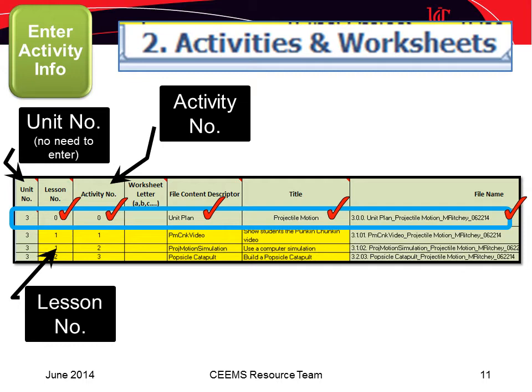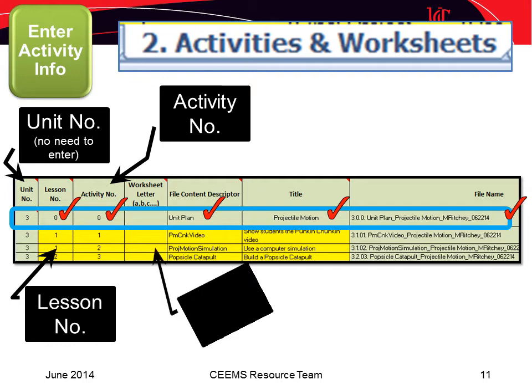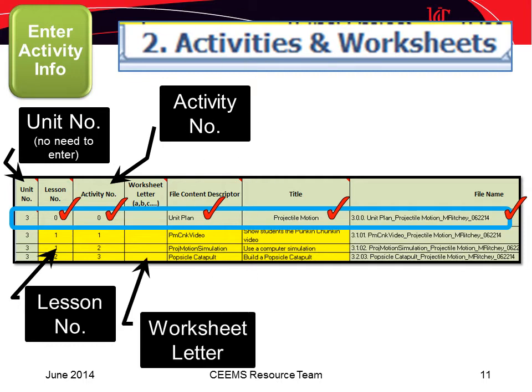Since you may have worksheets attached to the activities, you should repeat that activity number for the associated worksheet. Worksheets are labeled with letters from A to Z. If you need more than 26 worksheets, you should start with AA, then AB, etc.